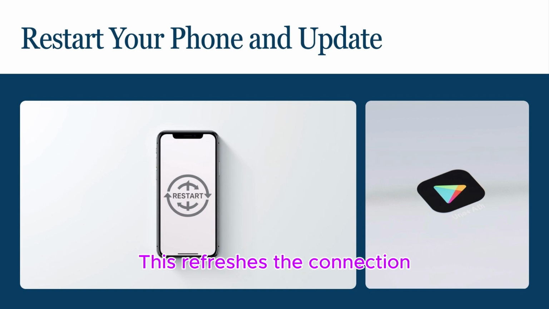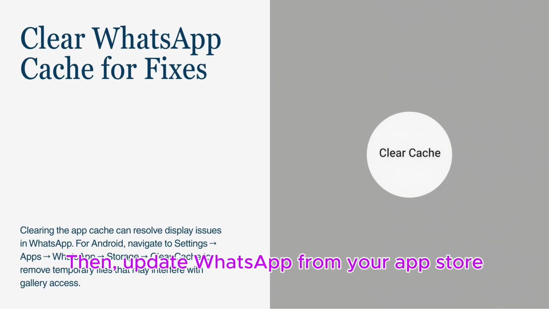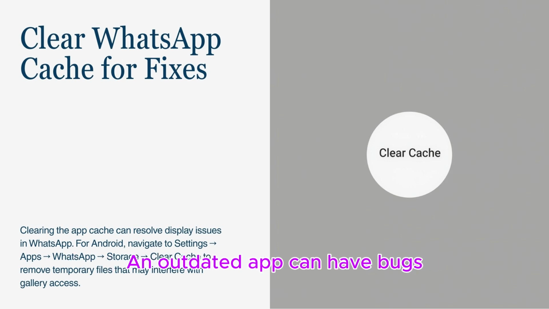Next, restart your phone. This refreshes the connection between apps and your gallery. Then update WhatsApp from your app store. An outdated app can have bugs.